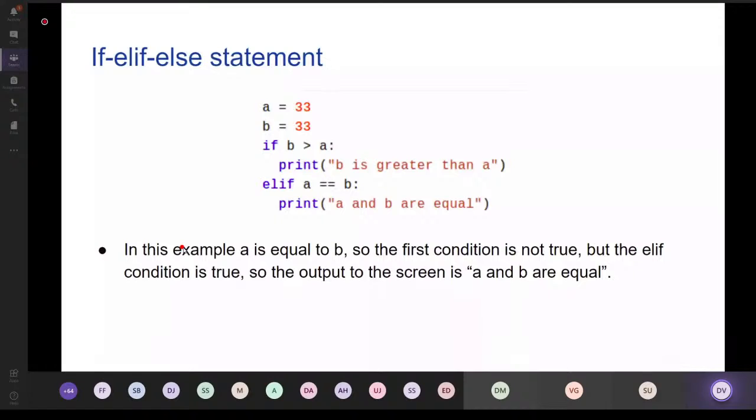Here is an example of elif. Here A and B are equal, so this condition is false, and this condition is checked now. It is true, so the output will be "A and B are equal".